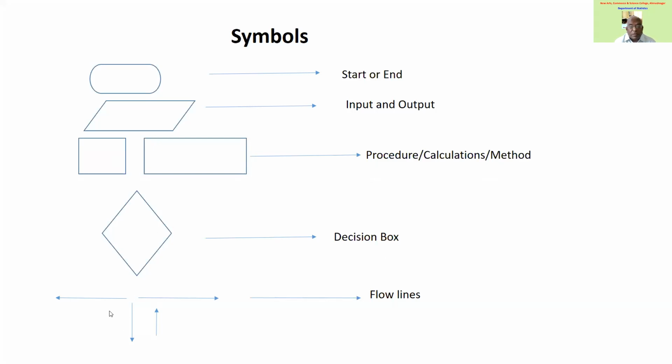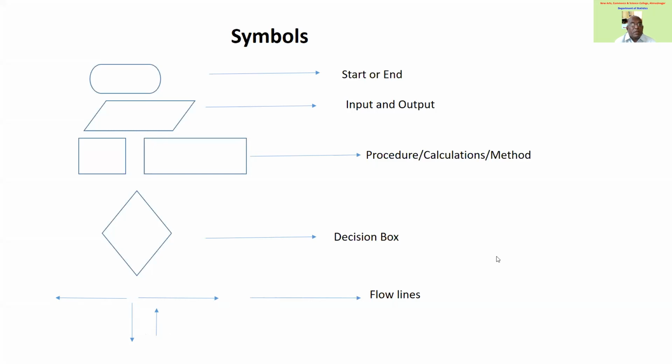And these are the arrow lines. These are the flow lines. Data is coming from one side going to the other side. Data is coming from this side going to this side. Data is coming from top going to bottom. So for such activities, these different symbols are used.